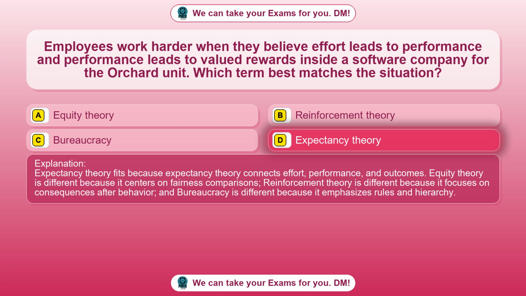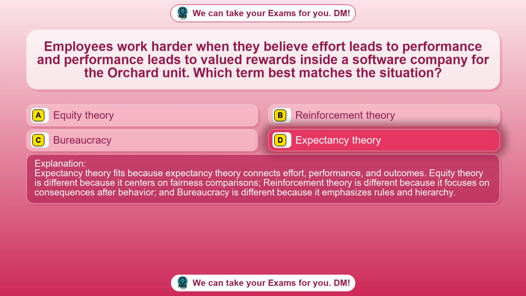Expectancy theory fits because expectancy theory connects effort, performance, and outcomes. Equity theory is different because it centers on fairness comparisons. Reinforcement theory is different because it focuses on consequences after behavior, and bureaucracy is different because it emphasizes rules and hierarchy.